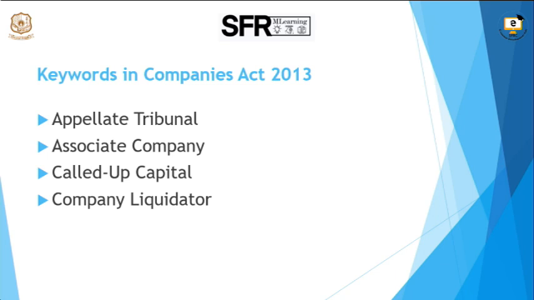Some key words in the Companies Act 2013 are appellate tribunal. What is an appellate tribunal? A tribunal that hears the appeal, examining the correctness of any order made by the central government or state government. We can say that is an appellate tribunal. What is an associate company? Two companies linked by common corporate ownership, that we can say is an associate company. We all know about called-up capital and also the liquidation of a company.